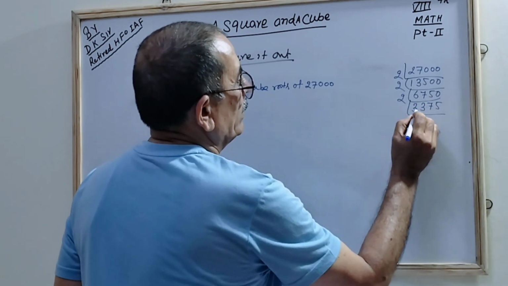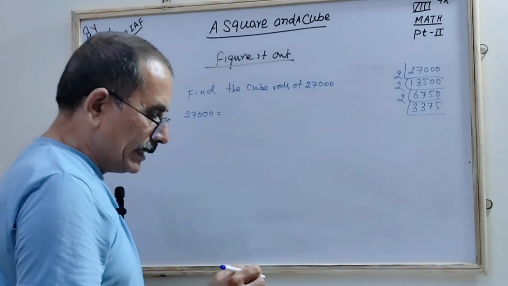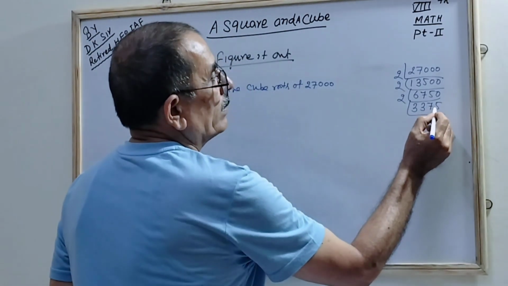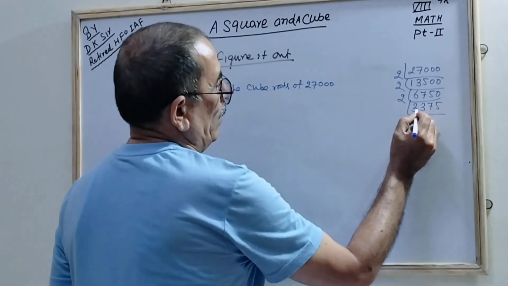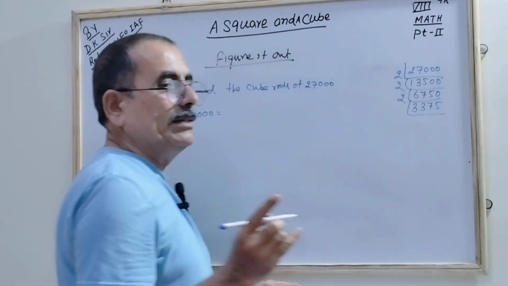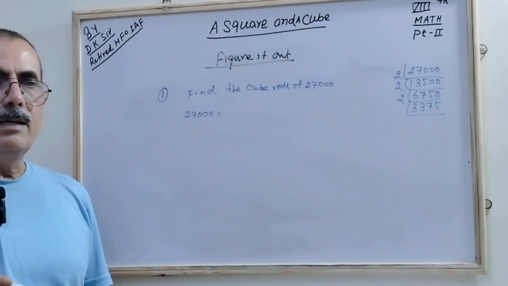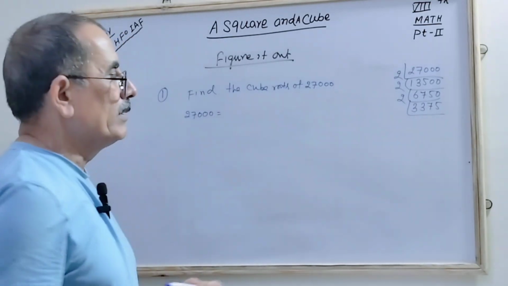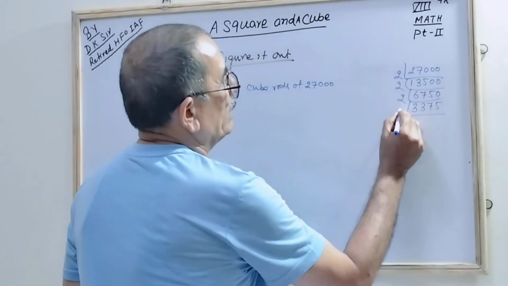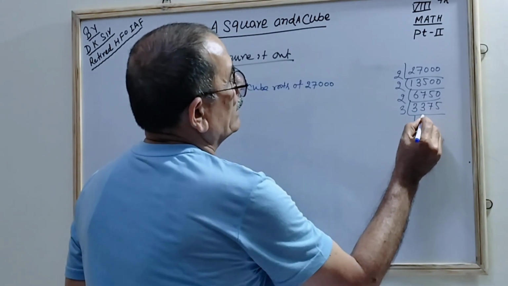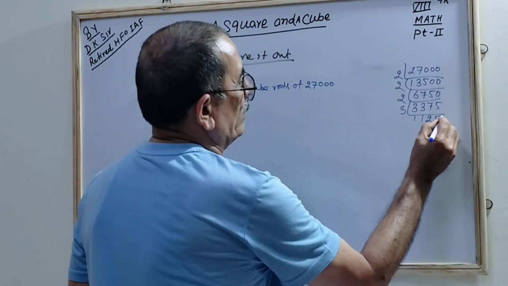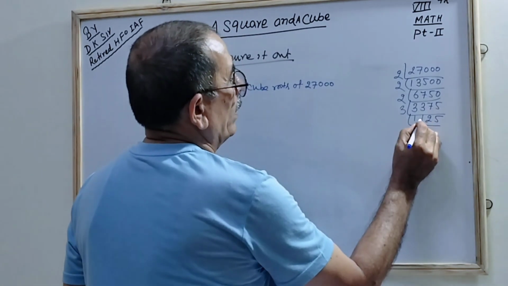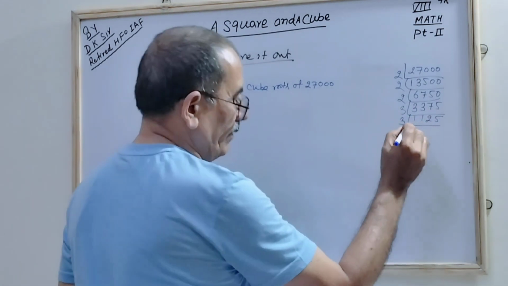Correct? Now we have 3375, so add it: 7 plus 5 is 12, plus 3 is 15, plus 3 is 18. That means it will be divisible by 3. When you add all the digits and the sum is a multiple of 3, you can divide by 3. Correct? So three ones are 3, three ones are 3, three twos are 6, three fives are 15. 5 plus 2 is 7, 1 plus 8 is 9. Again you can apply 3.